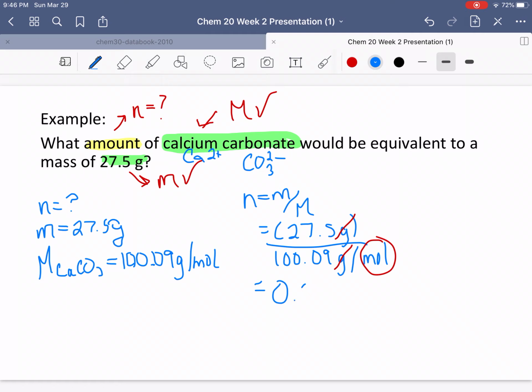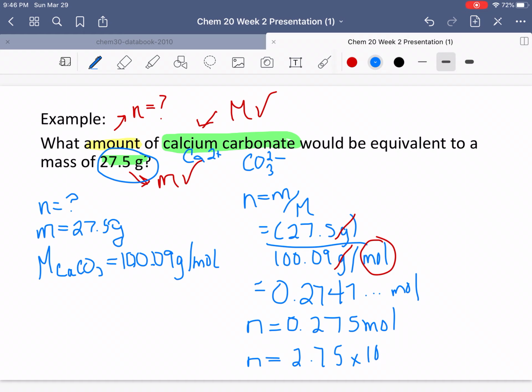Equals 0.2747... keeps on going, moles. Back to the original question. 3 sig digs is what controls things because of that mass. So N is equal to 0.275 moles. You could also, if you wanted to, write it into scientific notation.